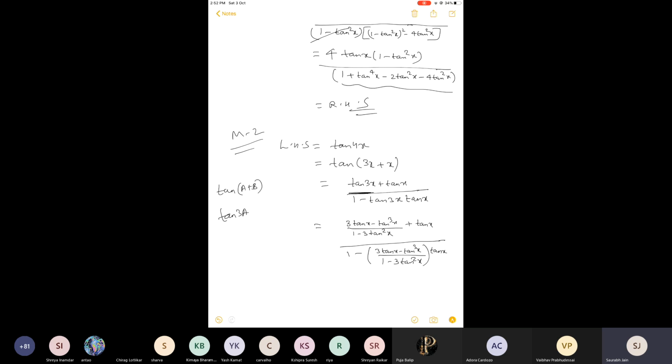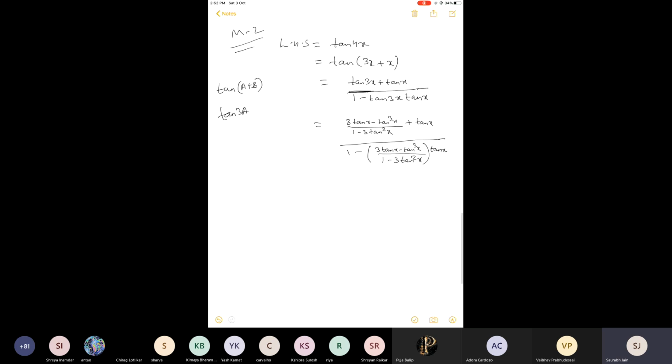Now take the LCM and simplify. So when we take LCM in the numerator, I will get 3 tan x minus tan cube x. Then I have to multiply this tan x by this 1 minus 3 tan square x. This is called taking LCM. So tan x will be multiplied by 1 plus tan x, and tan x will be multiplied by minus 3 tan square x. So it will become minus 3 tan cube x. Then what you will have in the denominator? This thing, 1 minus 3 tan square x.